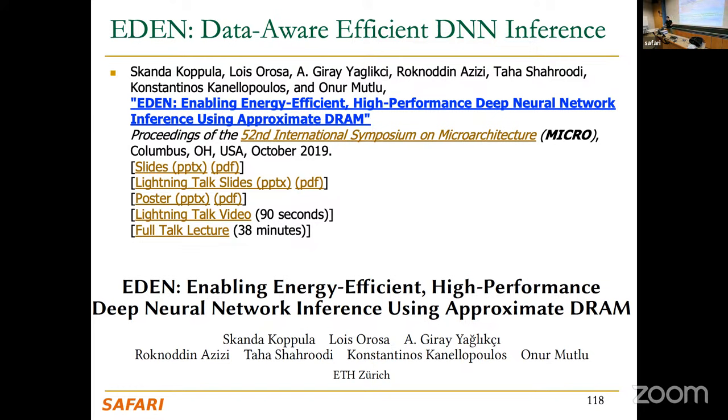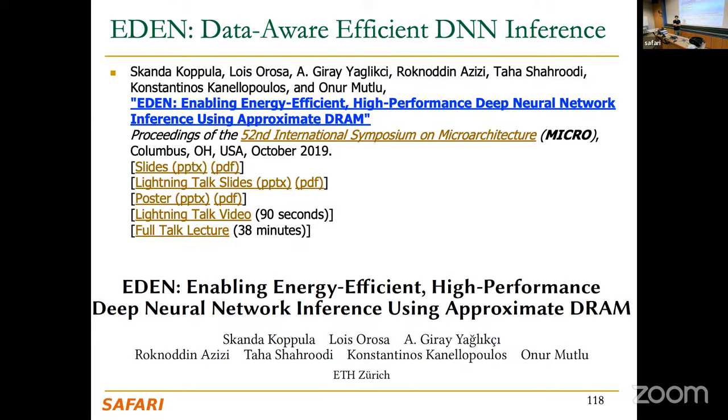And why are they tolerable? Because deep neural networks are very robust. They are kind of resilient, same as you, right? So it's fine if some of the bits of the weights of the network have changed, or the bits of the input have changed. As long as there are not many errors, the accuracy of the DNN inference will be okay. And that's why we can do these kind of things.